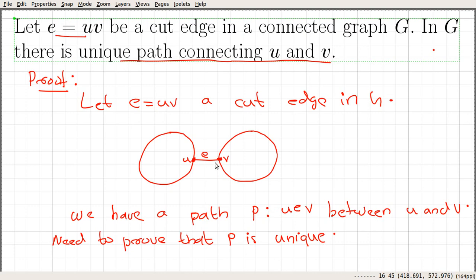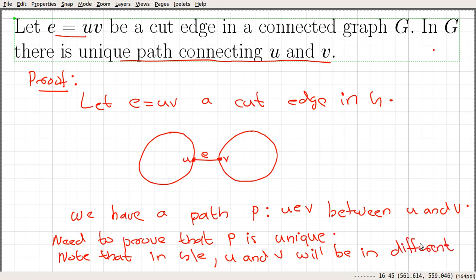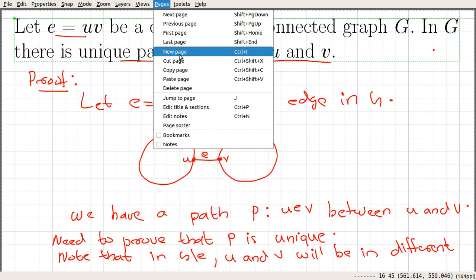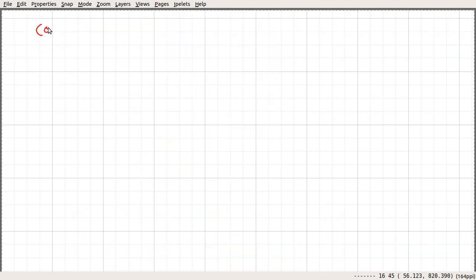And as I said, note that since E is a bridge or a cut edge, in G minus E, these two vertices U and V will be in different connected components, since E is a cut edge.